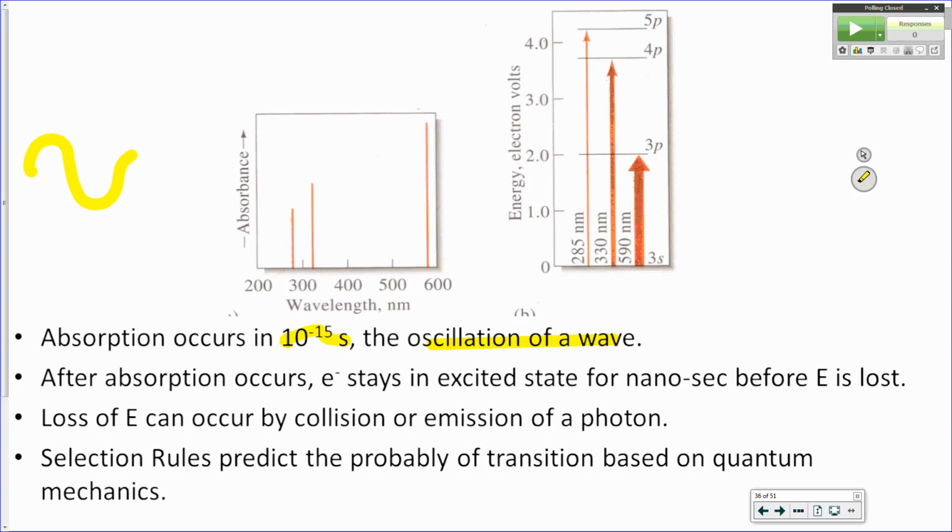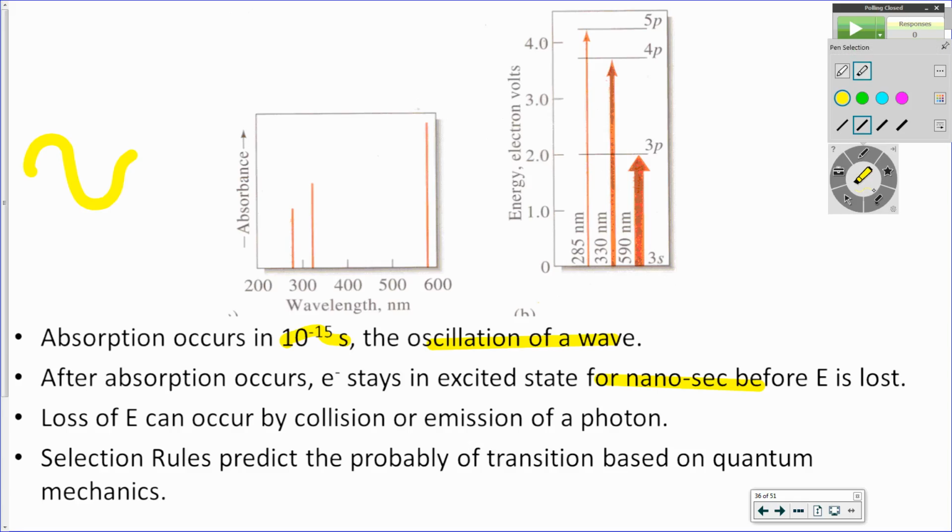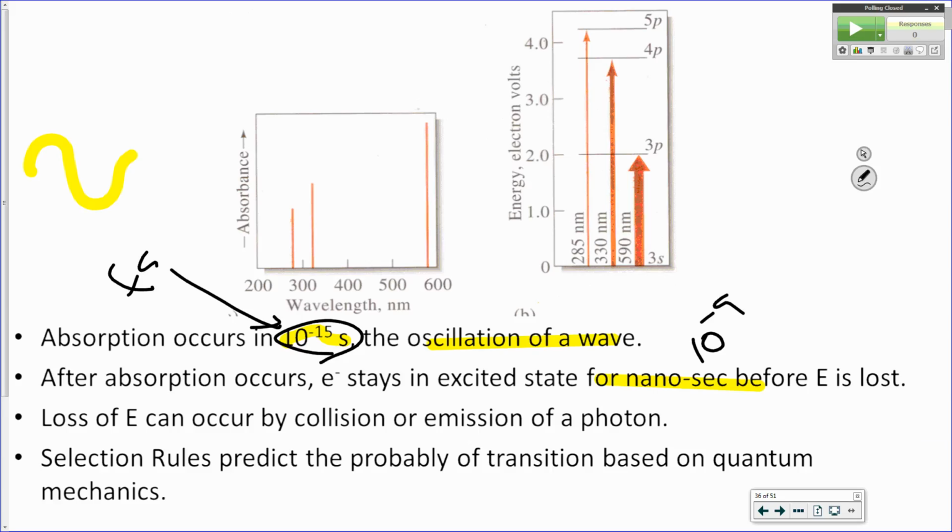And then once it gets excited, it stays in the excited state for atomic species typically only nanoseconds, but that's still a long time compared to how quick it absorbs. Nano is 10 to the minus 9th, whereas this guy is a femtosecond. 10 to the minus 15th is a femtosecond, fs.